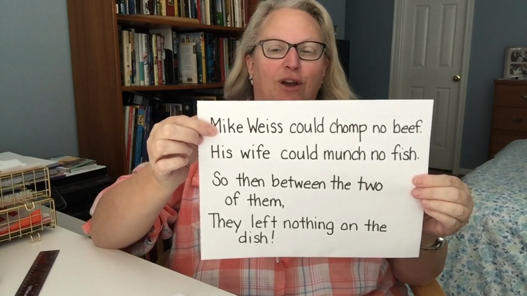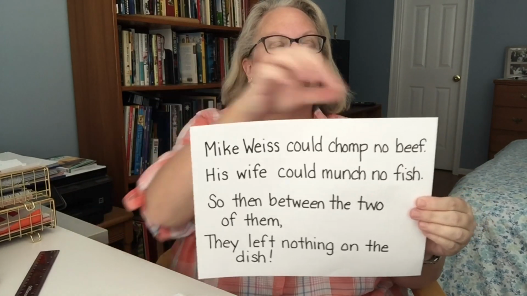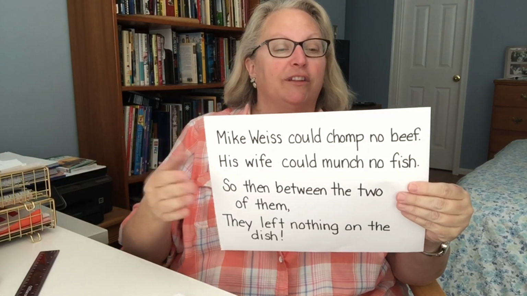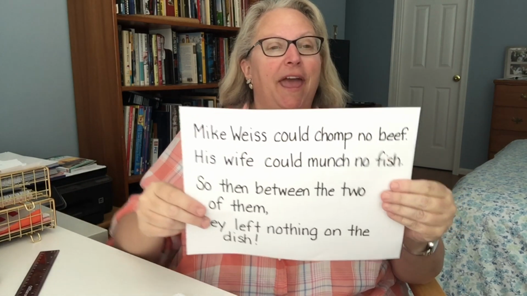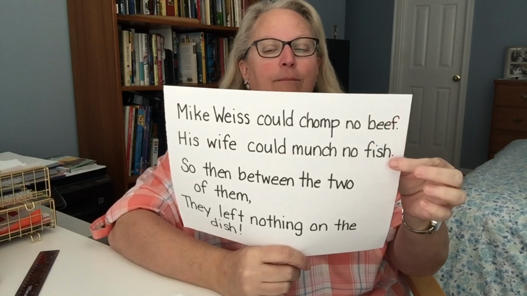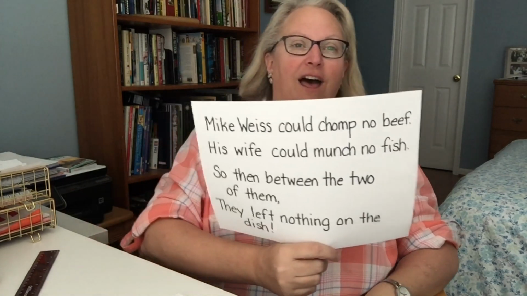I'm going to finalize. And I end up with a nice clean copy. Mike Weiss could chomp no beef. His wife could munch no fish. So then between the two of them, they left nothing on the dish. So you've got someone who can't eat something, someone else who can eat something else, and then they join forces and they eat all of it. So I've kept the meaning, I've pretty much kept the rhythm, and I have the rhyme scheme still working because I have A, B, C, B. So I have created a lipogram.